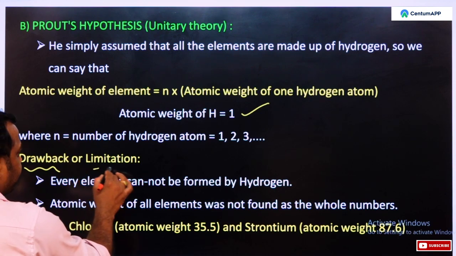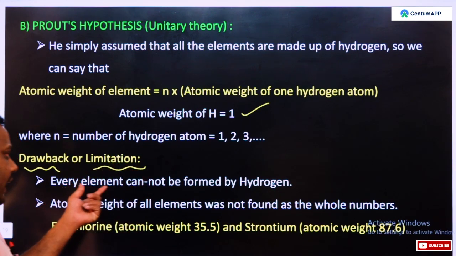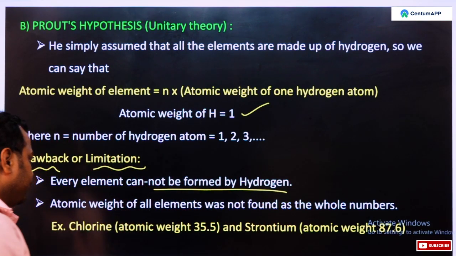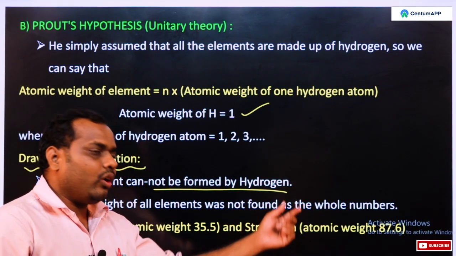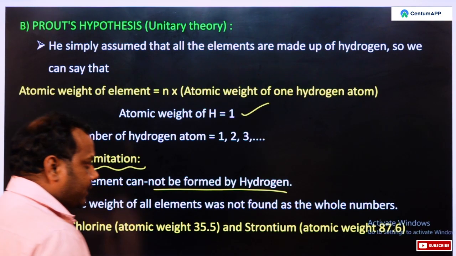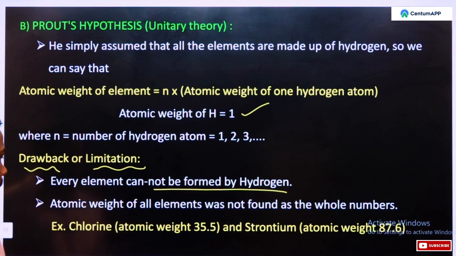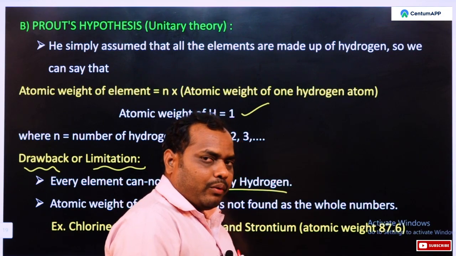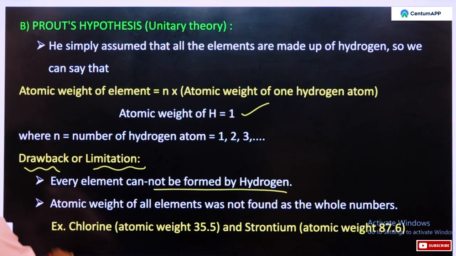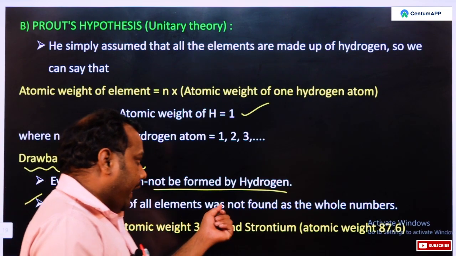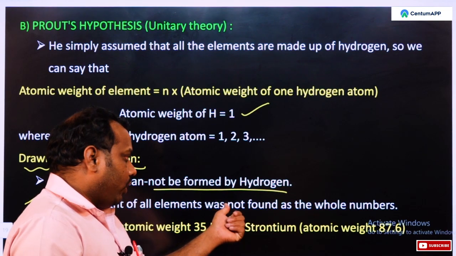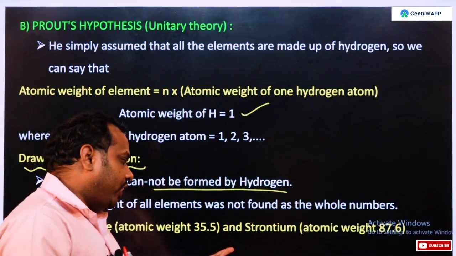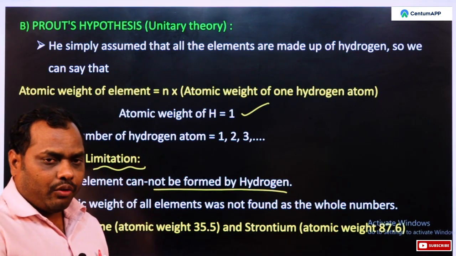Drawbacks and limitations of Proust hypothesis. Every element cannot be formed by hydrogen. The atomic weight of all elements was not found as a whole number. For example, chlorine's atomic weight is 35.5 and strontium's atomic weight is 87.6.